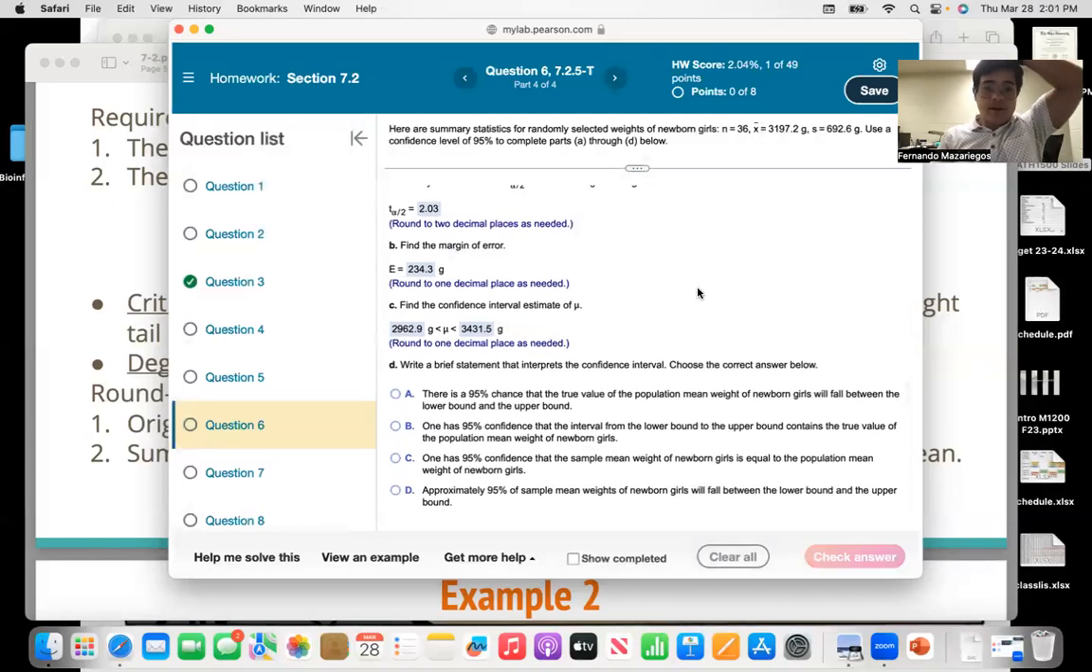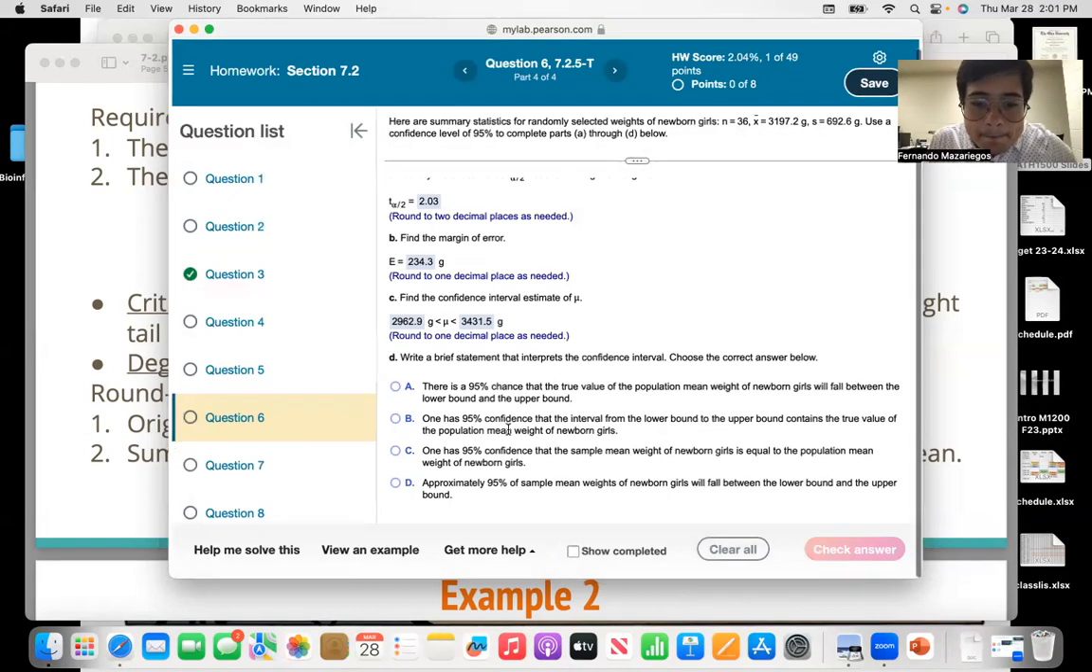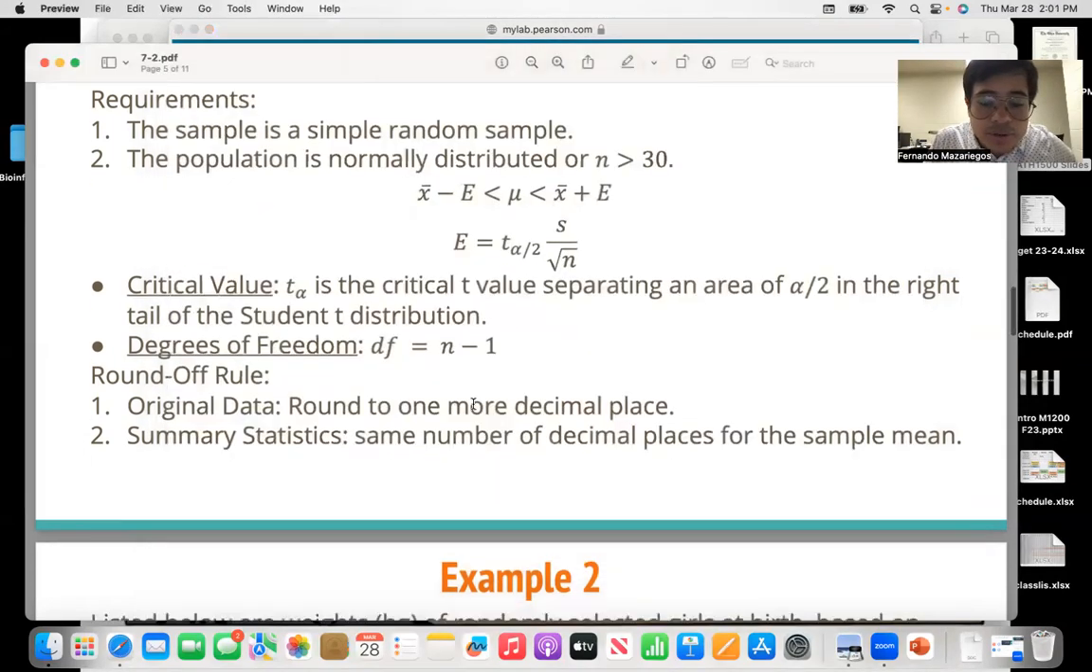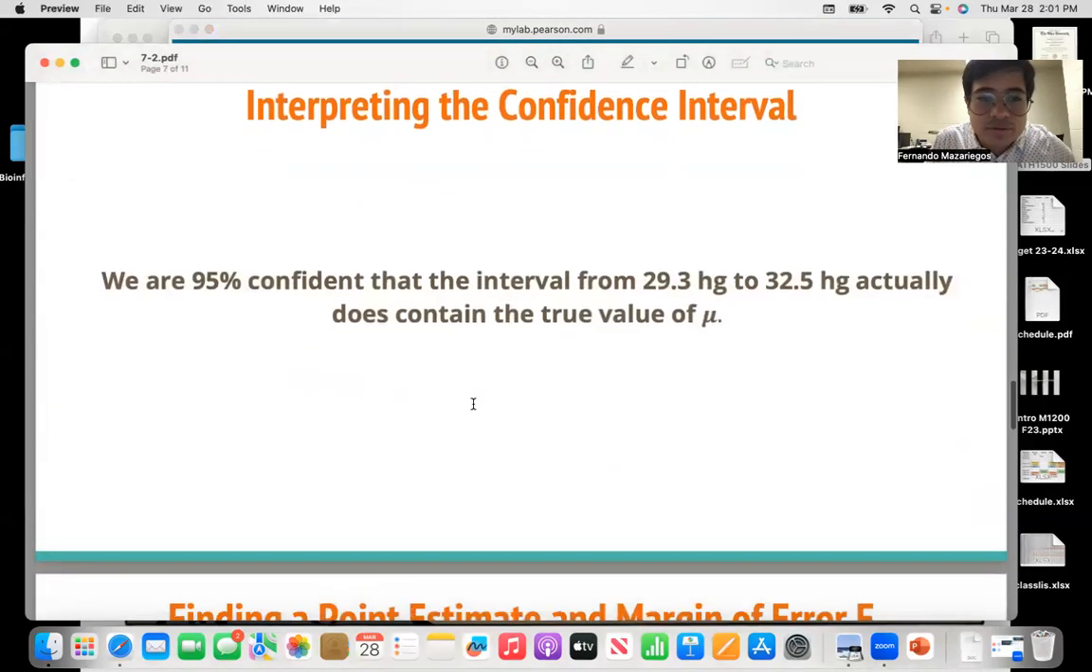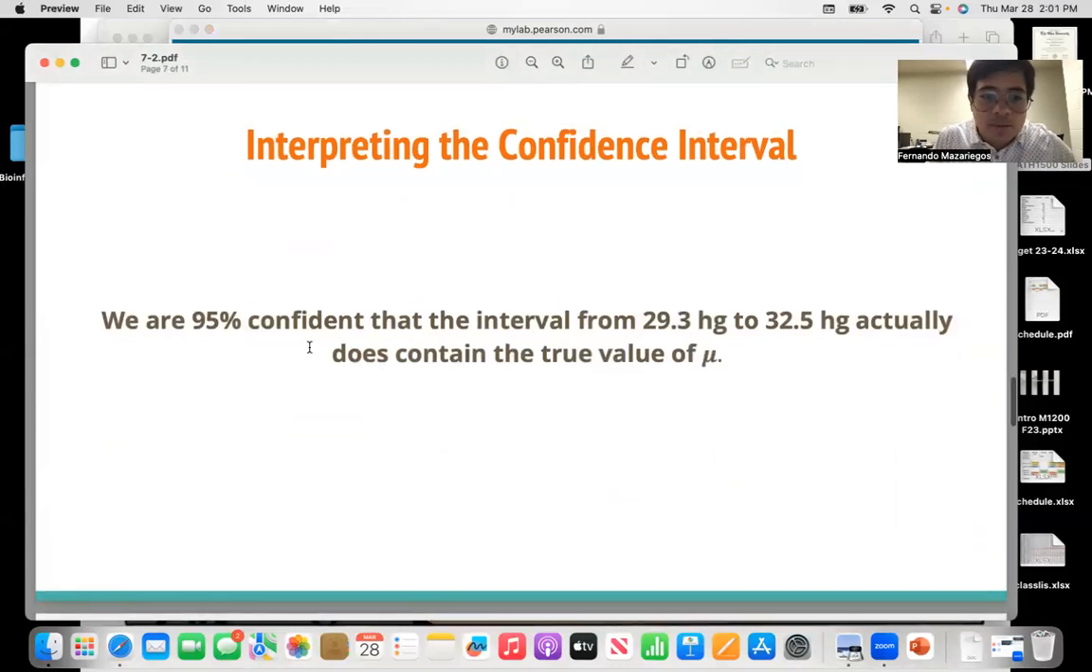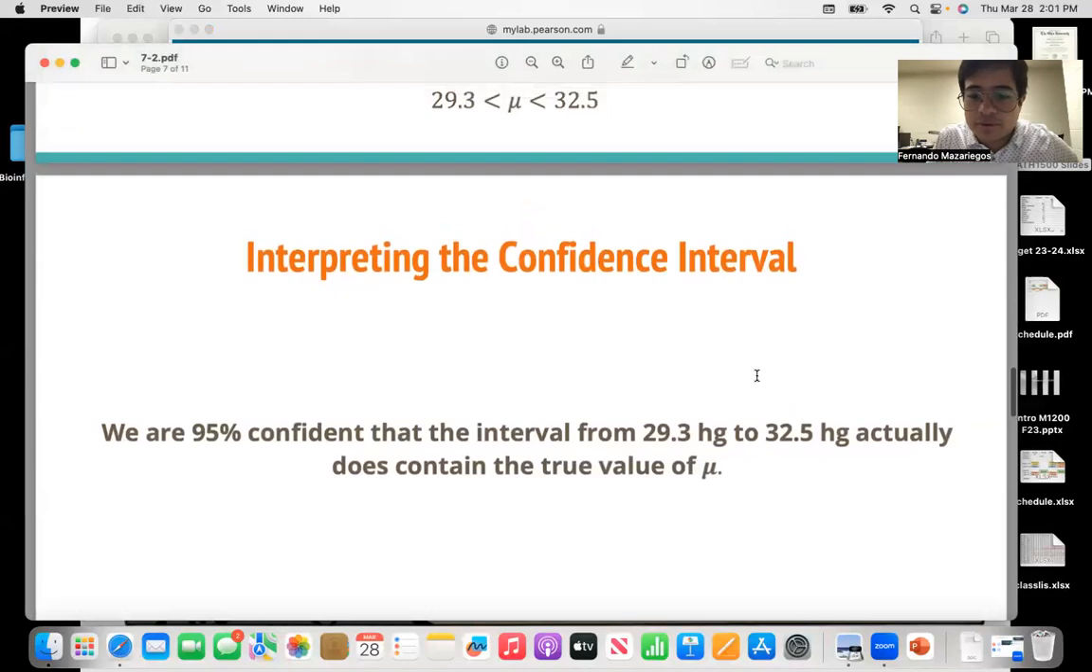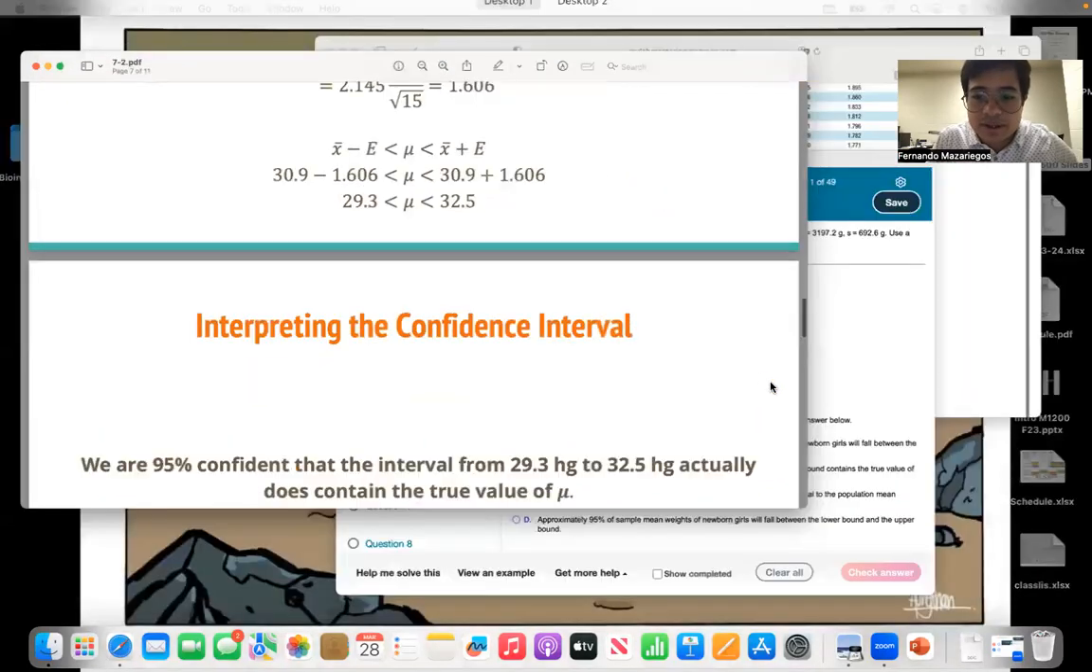And for the part that asks us to write a brief statement that interprets the confidence interval, we always have some different options. There is one way to interpret this result, which is this: we are confidence level confident that the interval actually does contain the true value of the mean. So let's try to find the one that resembles that the most.